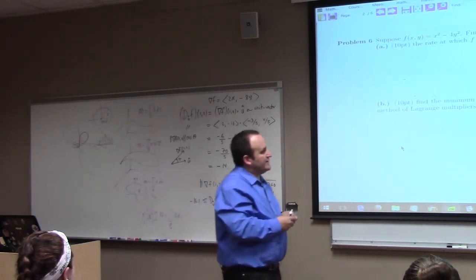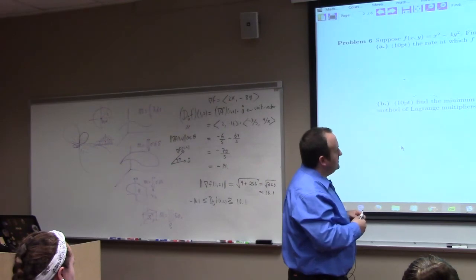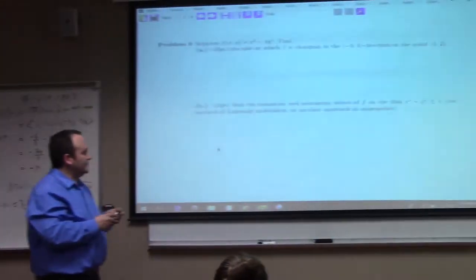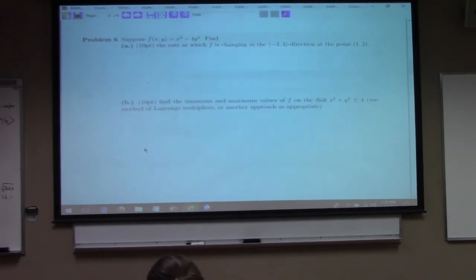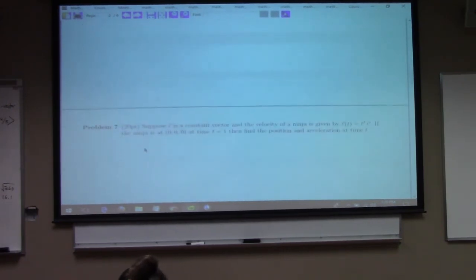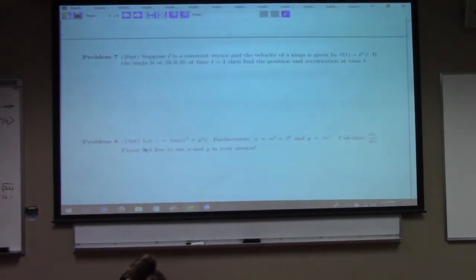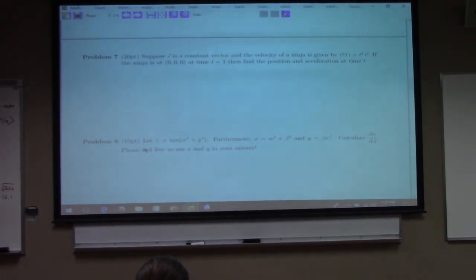Find the minimum and maximum values of f on the disk. Method of Lagrange multipliers. I'm bored. I don't want to do that. Let's see here. Suppose c is a constant vector and the velocity of a ninja is given by v of t equal to t squared c. If the ninja is at 0, 0, 0 at time t equals 1, find the position and acceleration at time t. Well, this is much more exciting than some stupid Lagrange multiplier problem. Let's see here.